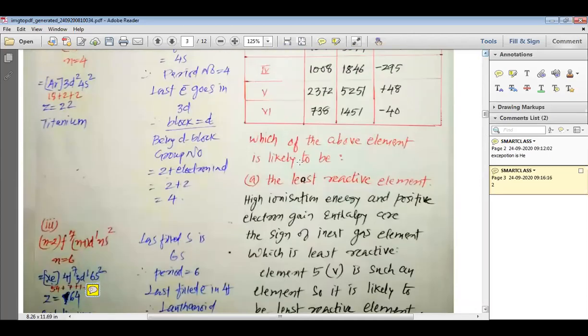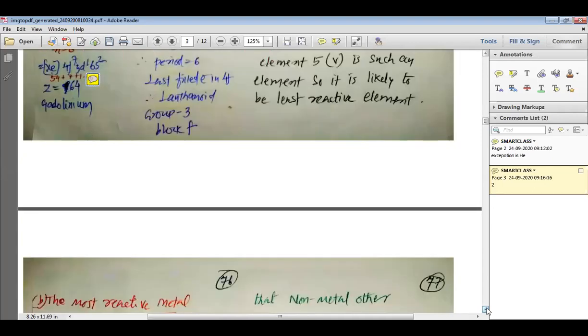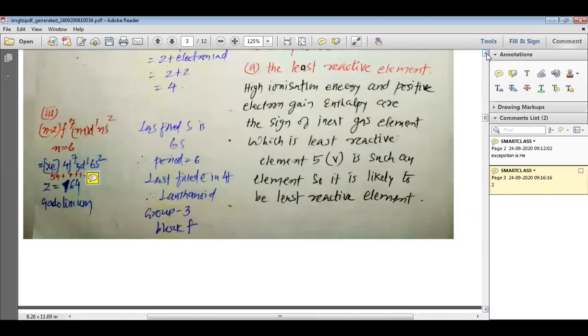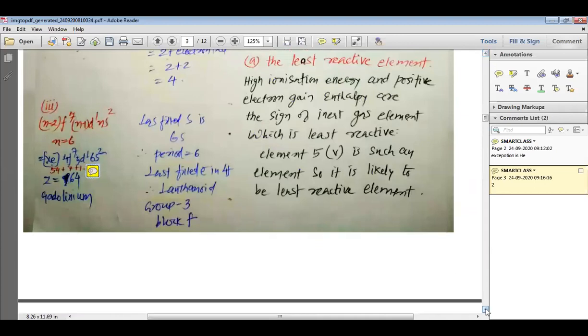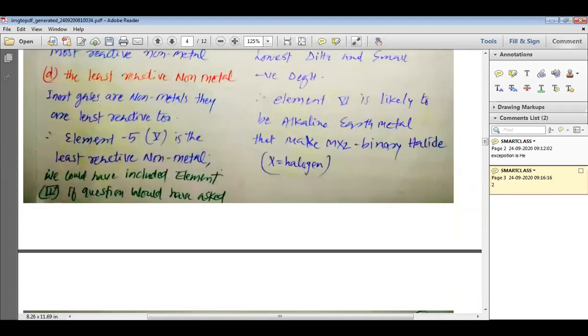We could have included element 4 here because it has very high electron gain enthalpy, and the first and second ionization enthalpy are even quite good. But as they have not mentioned that they want the answer apart from the inert gases, we should write the answer as element number 5. Once again, the least reactive non-metal: inert gases are non-metals and they are least reactive too. So element 5 is the least reactive non-metal.